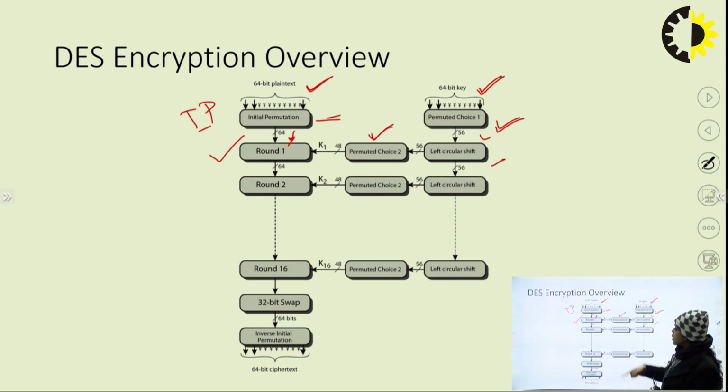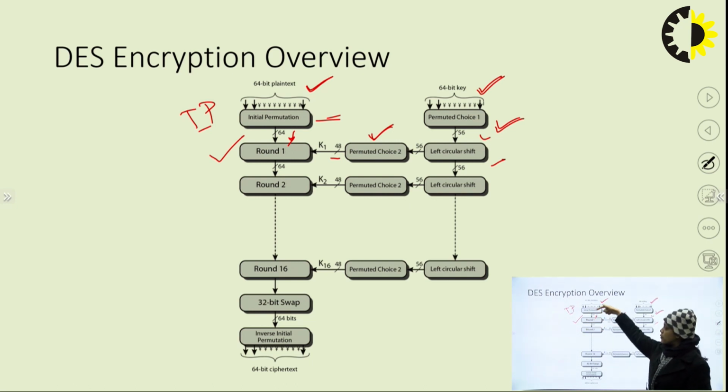Now we are performing permuted choice 2. Here you can see it is permuted choice 1, and now we are performing it for the second time. This is permuted choice 2. After performing permutations, we have reduced the number of bits from 56 to 48. Initially the key is of 64 bits. We have reduced it to 56, and again for the second choice we are reducing it to 48. This is round 1.